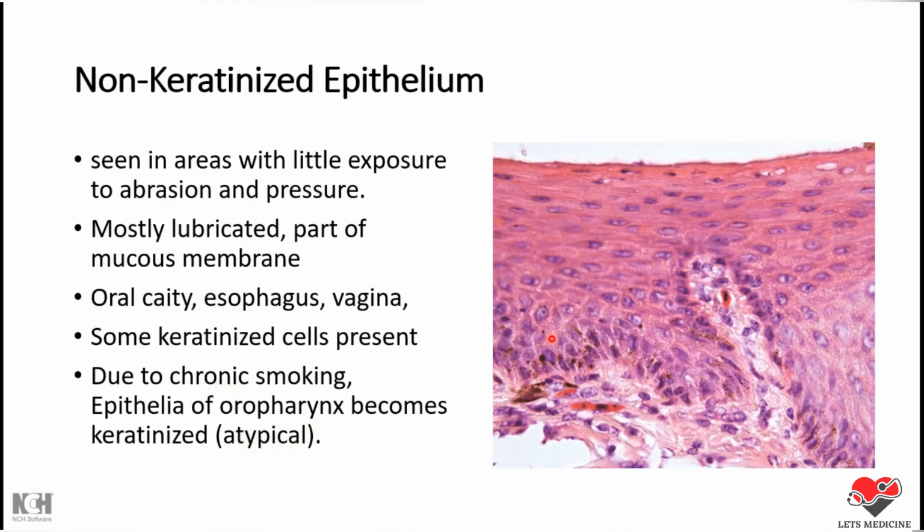Here just have a look at this non-keratinized type of epithelium. You can see, starting from this layer, we have different layers of cells until you reach the topmost layer. You can see the nuclei present in the topmost layer.